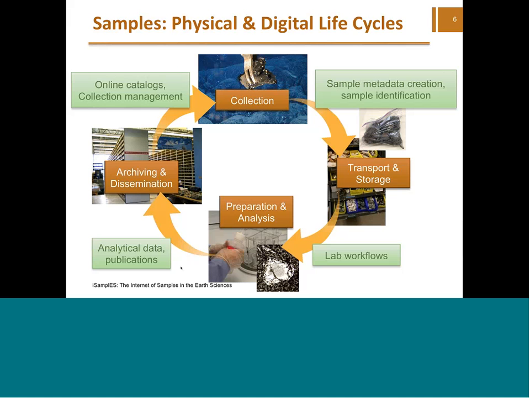The results of the analyses are then published, and the sample, unfortunately in just a small percentage of cases, goes into archiving for further dissemination. Many samples actually don't make that step into archiving but get lost. But those samples that are archived and further disseminated through online catalogs will eventually be resampled by people, and the cycle starts over again.